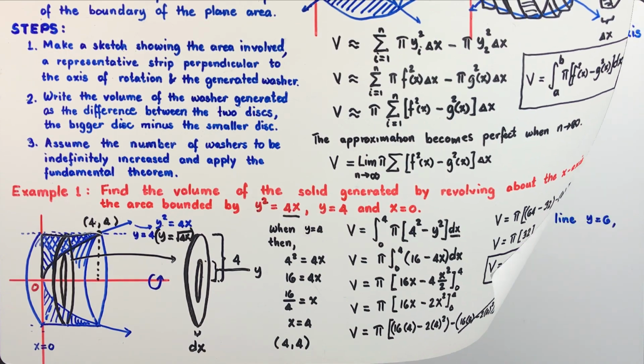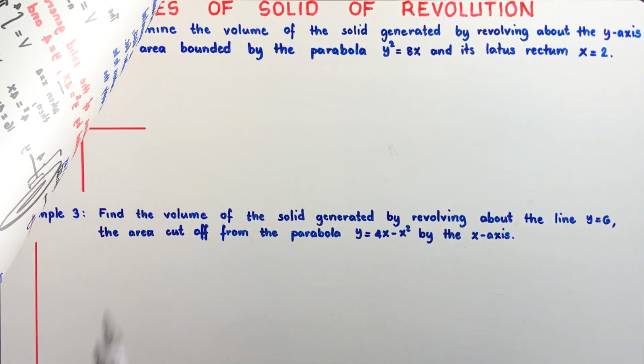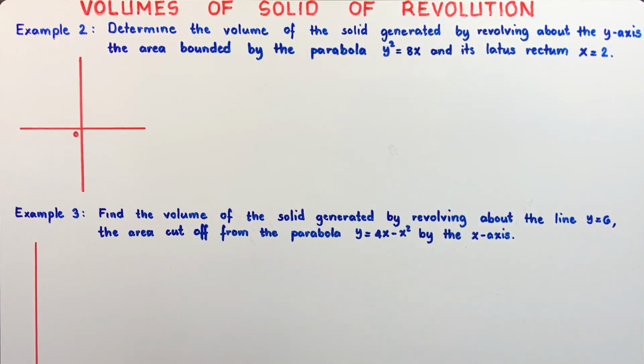Now let's proceed to our example number 2. Determine the volume of the solid generated by revolving about the y-axis the area bounded by the parabola y squared equals 8x and its latus rectum at x equals 2.